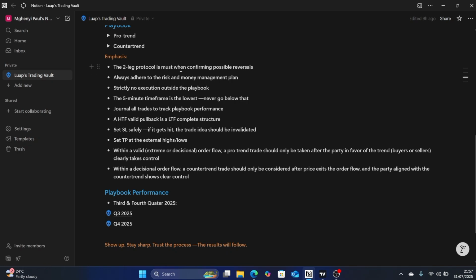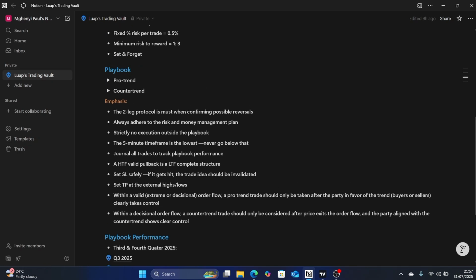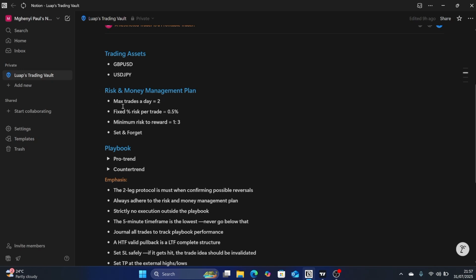The second leg protocol is a must when confirming possible reversals. According to me, that's a must, but according to True SMC, even the first leg is valid for you to take the reversal. Always adhering to the risk and money management plan, I will always follow this. I will never take more than 2 trades in a day. I will never risk more than 0.5% of my account balance. I will never take a trade that has a risk reward less than 1:3.